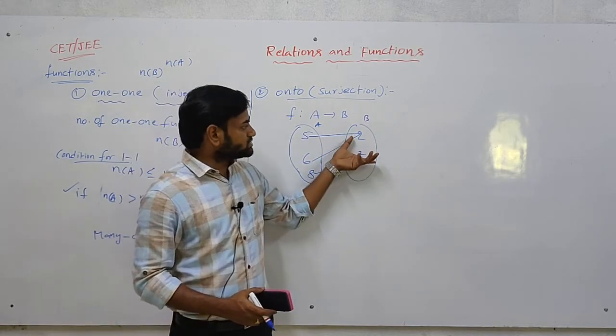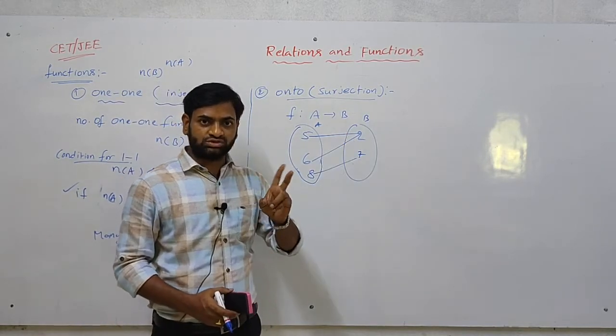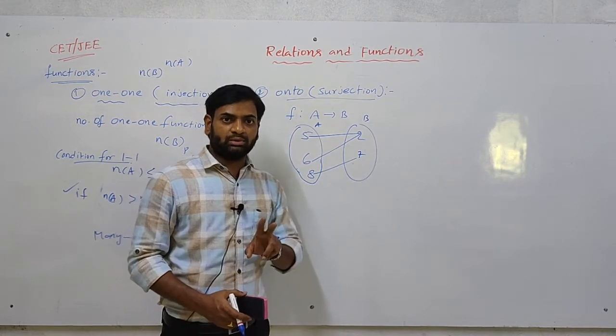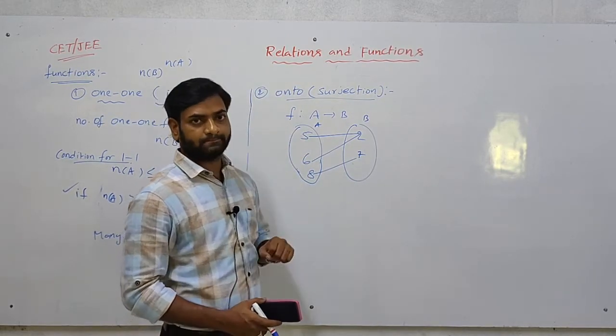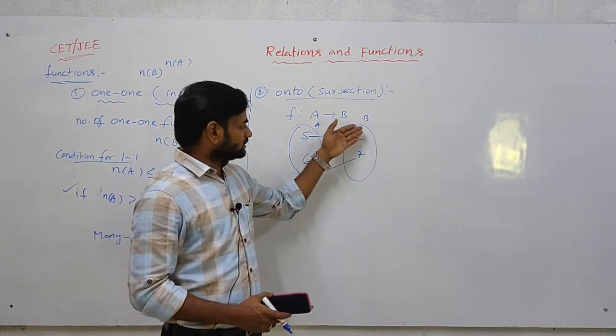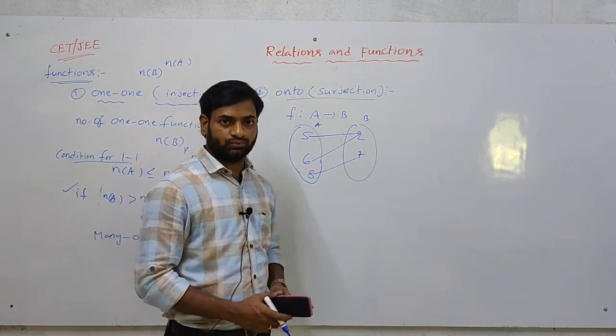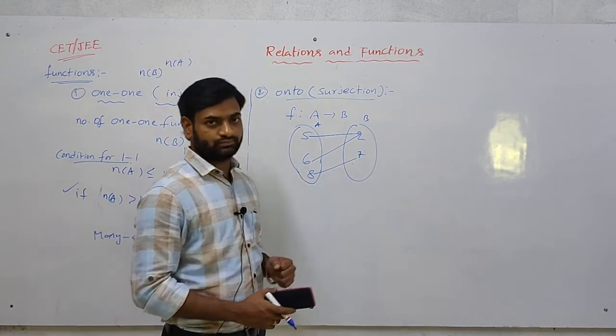Because in the B, how many elements are there? 2 elements are there, that is 2, 7. These 2 elements have mapping with at least one element of set A. If you leave even one element here, it is not onto. So it is onto.